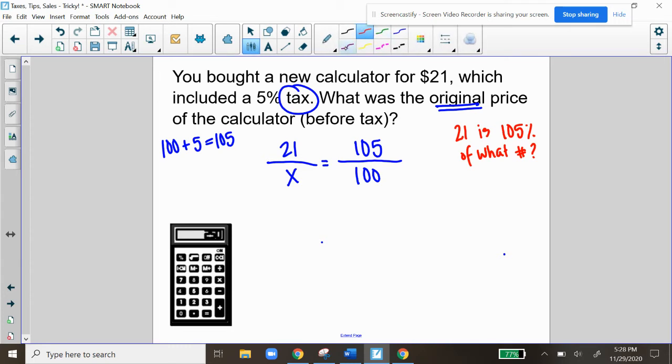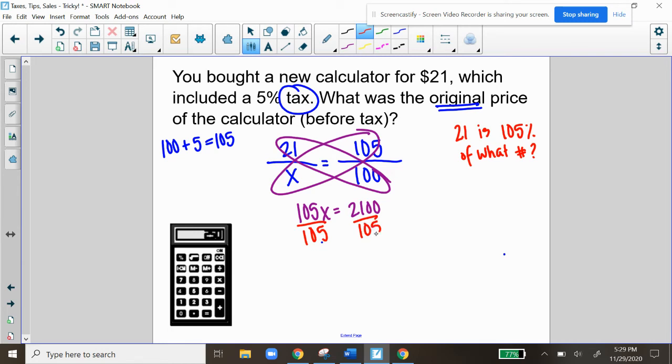So again, you're going to do your cross multiplication. So I'm going to get 105x equals 2,100. I'm going to then divide by 105 on both sides. And my answer is going to be 20. So the original cost of the calculator was $20 before the 5% tax.